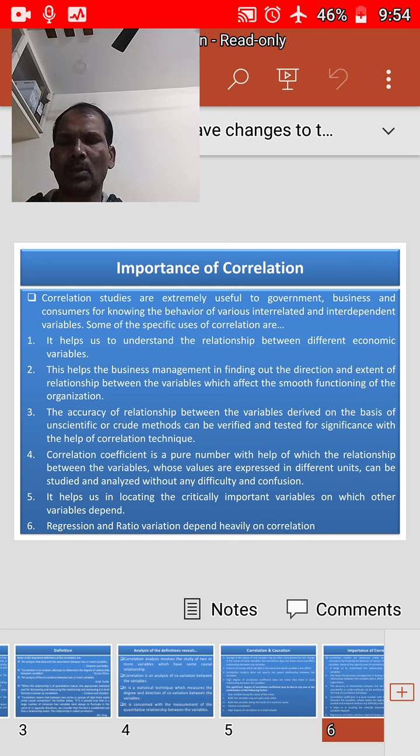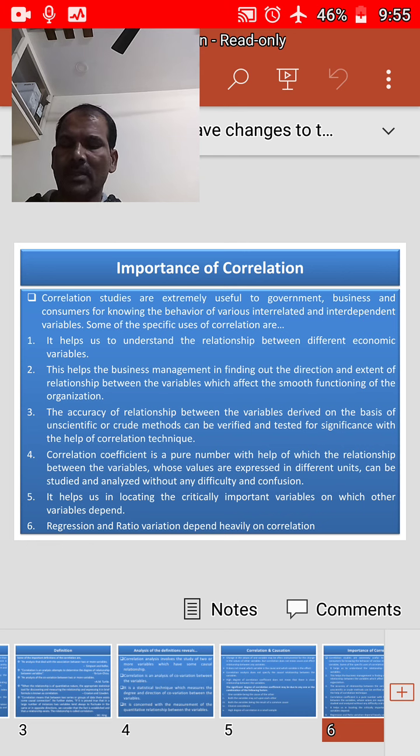Sometimes if we use some different methods, they may be unscientific and crude. We want to verify the significance, whether they are significant or not in decision making, and that will be done by correlation techniques, right?